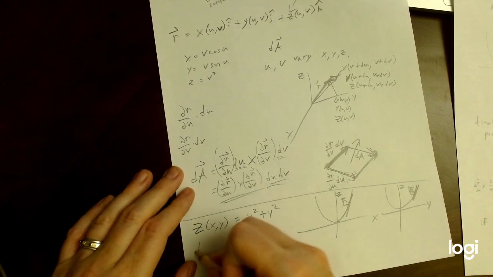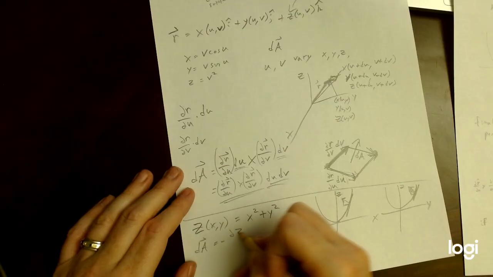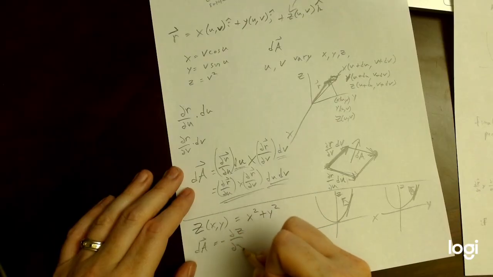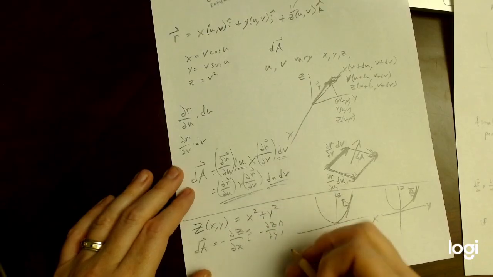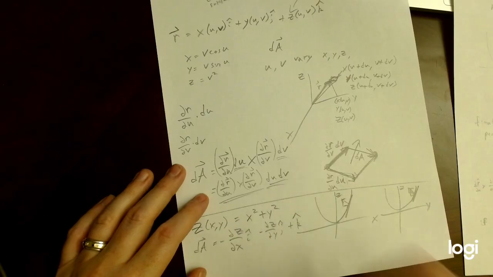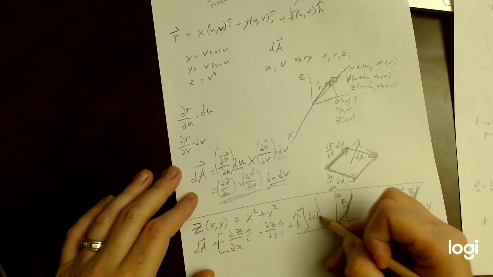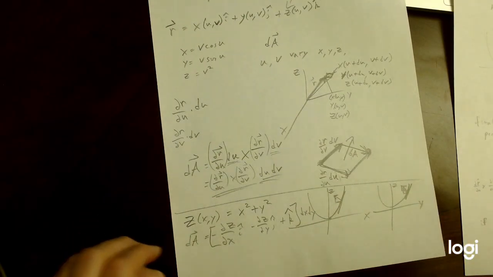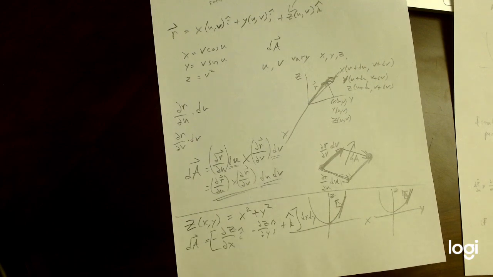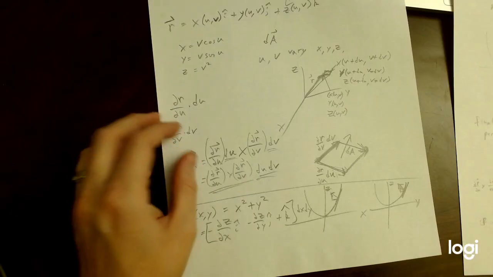And so the book goes into great detail with this, but I will just define this. We have partial z, partial x, i hat, minus partial z, partial y, j hat, and then we just have plus k hat. And all of that gets multiplied by some dx dy size to give us an integration element. Okay, so that's a lot to break down these surfaces.